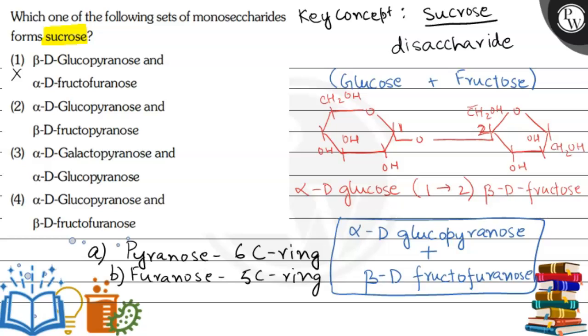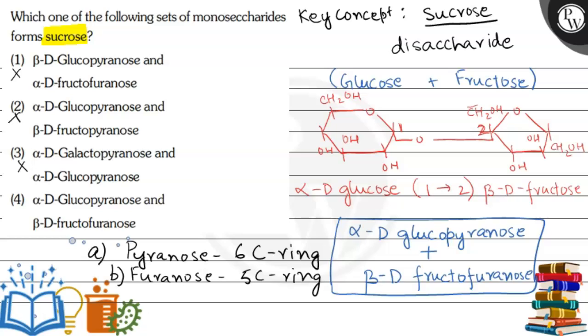Then the second option is saying alpha D-glucopyranose and beta D-fructopyranose. So again, this is not the right answer because it is not beta D-fructopyranose, but it is beta D-fructofuranose. Then option 3 is also not correct because it is not alpha D-Galactopyranose, because galactopyranose is absent in sucrose. It is composed of glucose and fructose. So again, option 3 is not the right answer.